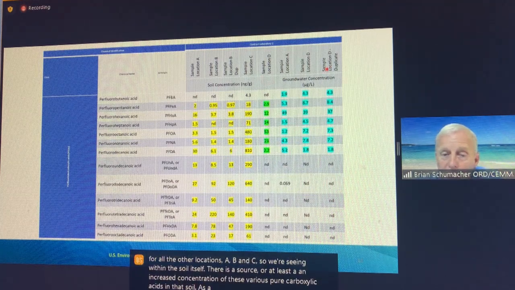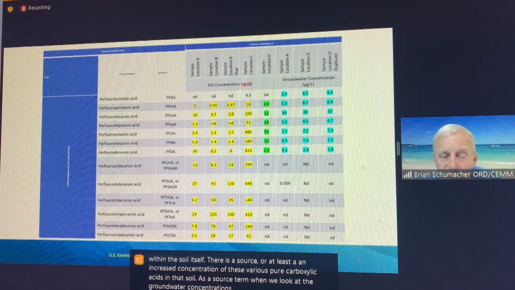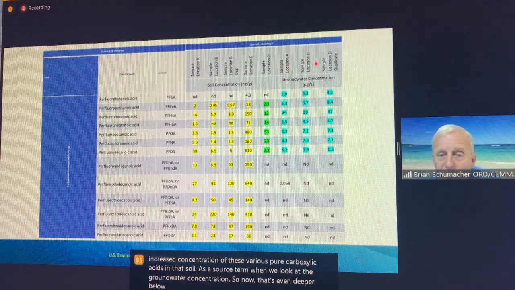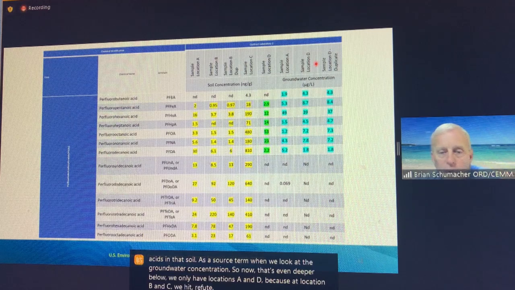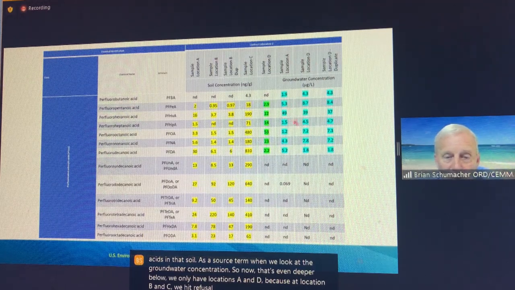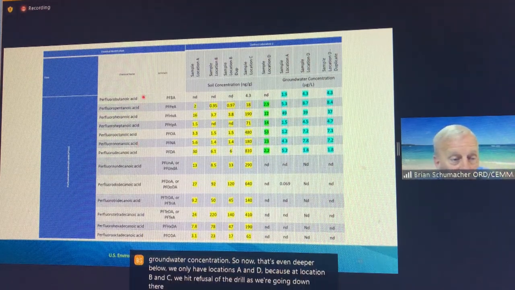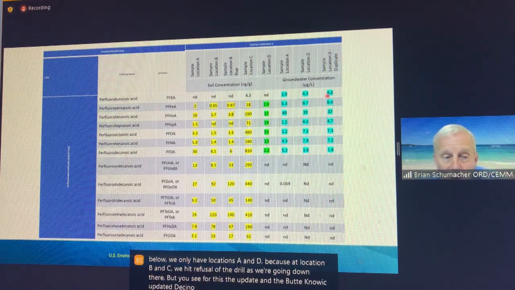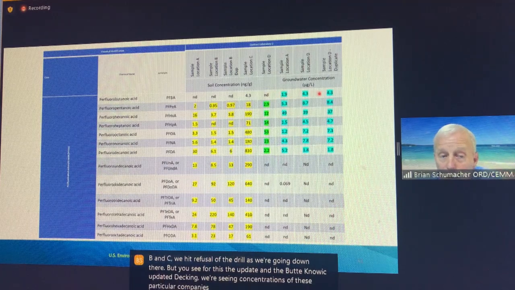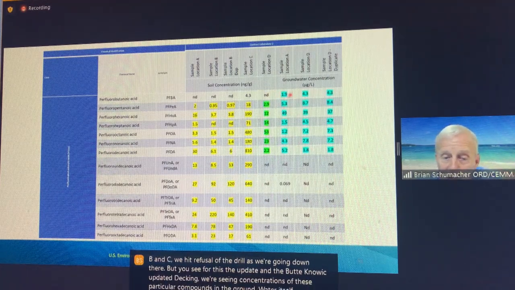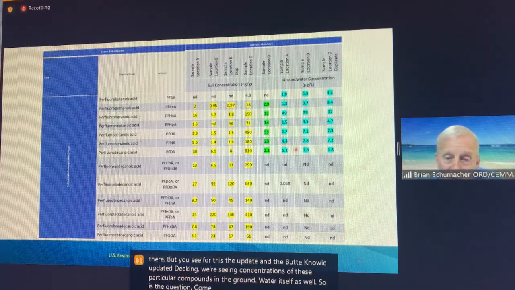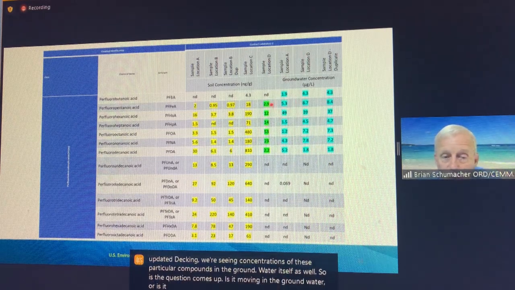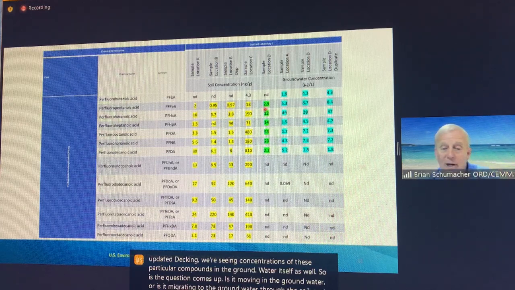When we look at the groundwater concentration, so now that's even deeper below, we only have locations A and D because at locations B and C we hit refusal of the drill as we were going down there. But you see for the butanoic up to the decanoic, we're seeing concentrations of these compounds in the groundwater itself as well. So the question comes up: is it moving in the groundwater, or is it migrating to the groundwater through the soil and various pathways and degradates?